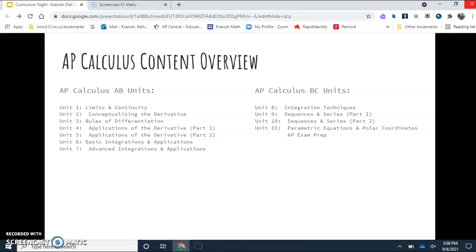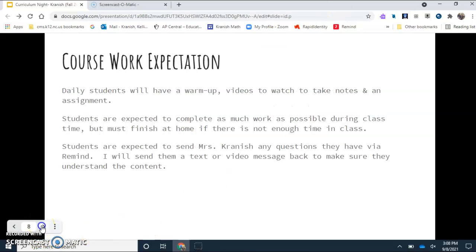They will only take 1 exam at the end of the year, AP Calculus BC, but it covers all year, so it covers AB and BC. If they pass the exam, they get credit for both courses, so that's 8 hours of college credit that they can receive there.